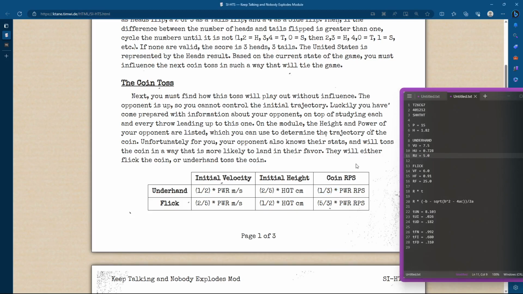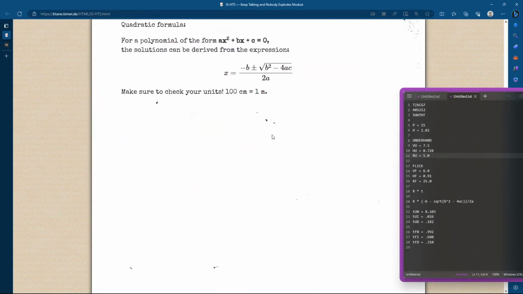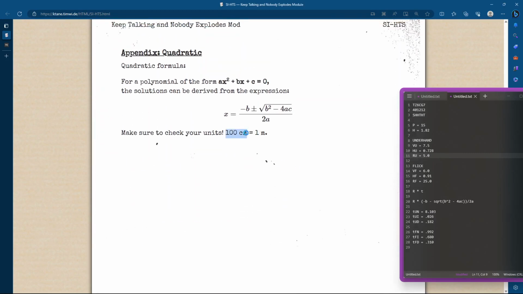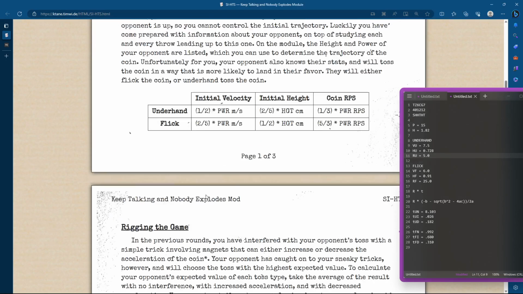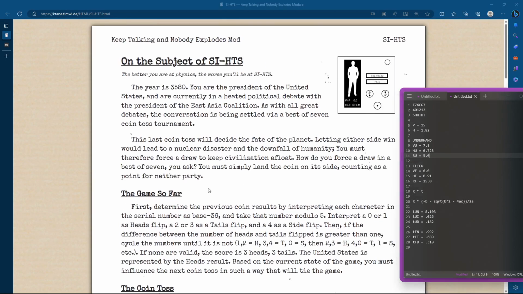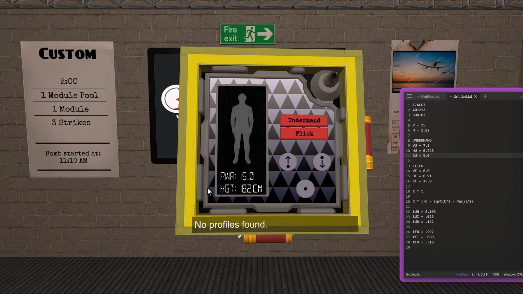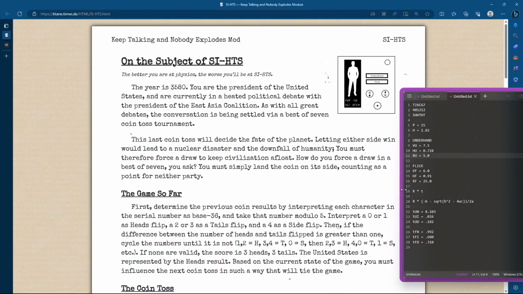Now, important note, and this is also at the bottom, 1 centimeter is 1 meter. We will be doing our calculations in meters. And the reason is because we have to account for gravity later. So, even though the module said that it was 182 centimeters, we want to write our height down and do all of our calculations with height equals 1.82 meters. In fact, let's just put that there so we don't get confused.